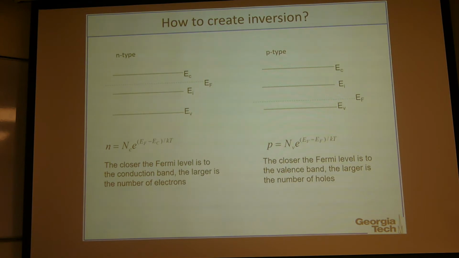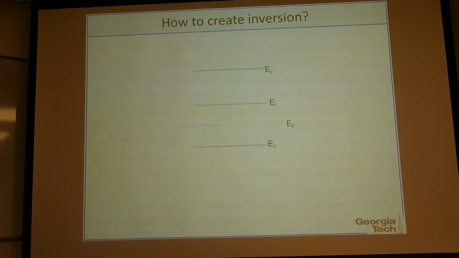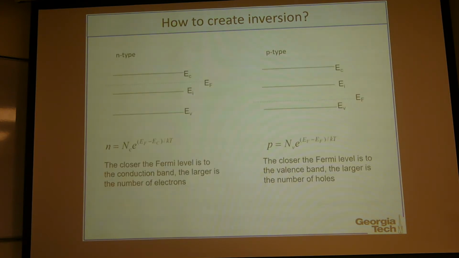Okay, so let's look at the MOS structure. How to create inversion? Inversion means what? If you look at this N-type versus P-type, the only change is that you need to shift the Fermi level. Right? For example, the P substrate. Initially, the Fermi level is here. But after you create the inversion, then the surface becomes N-type. Then at the surface, the EF should be moved up to somewhere here.